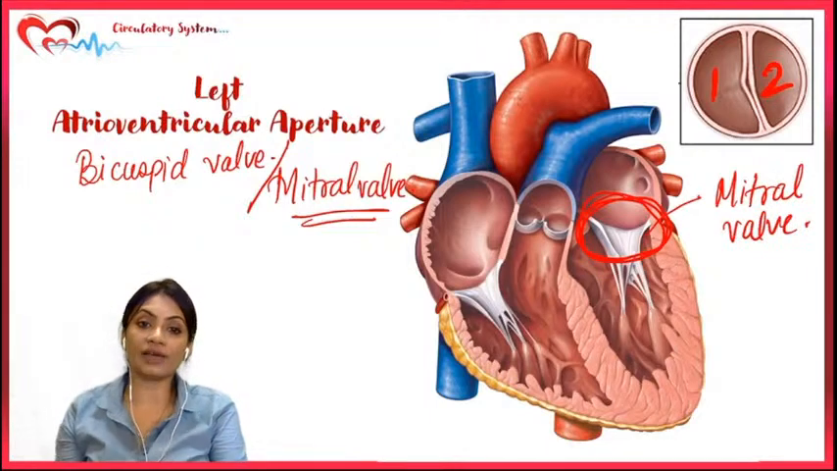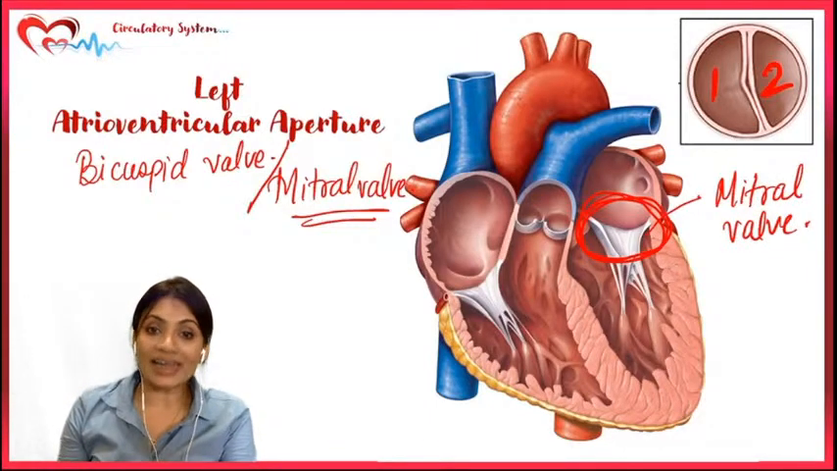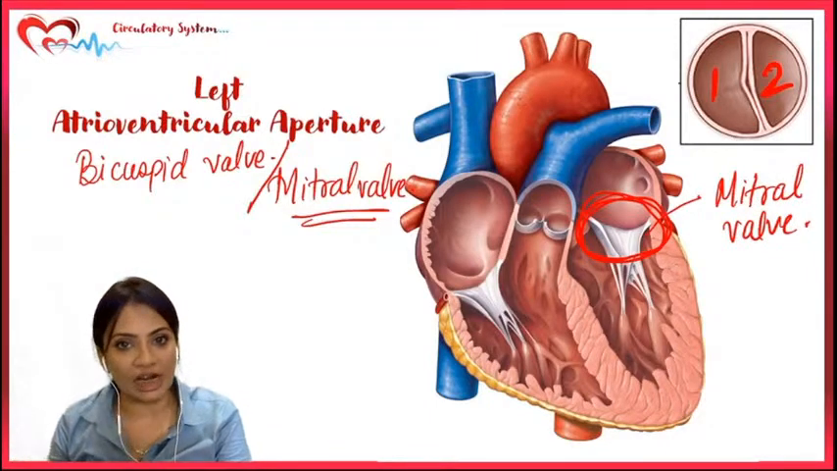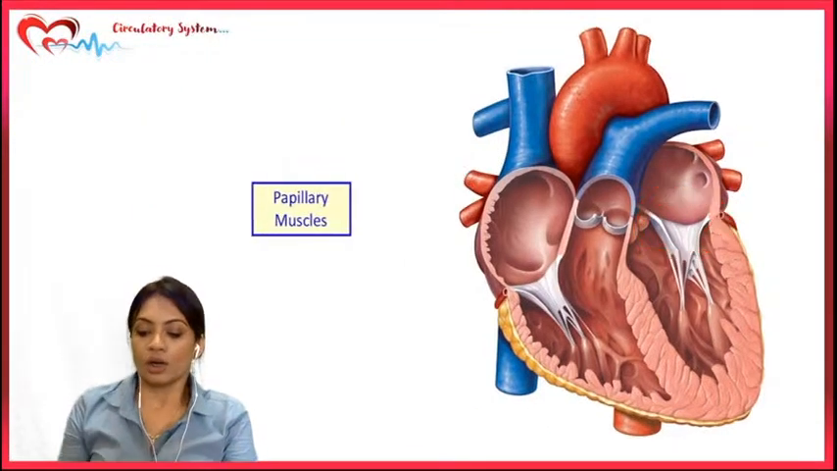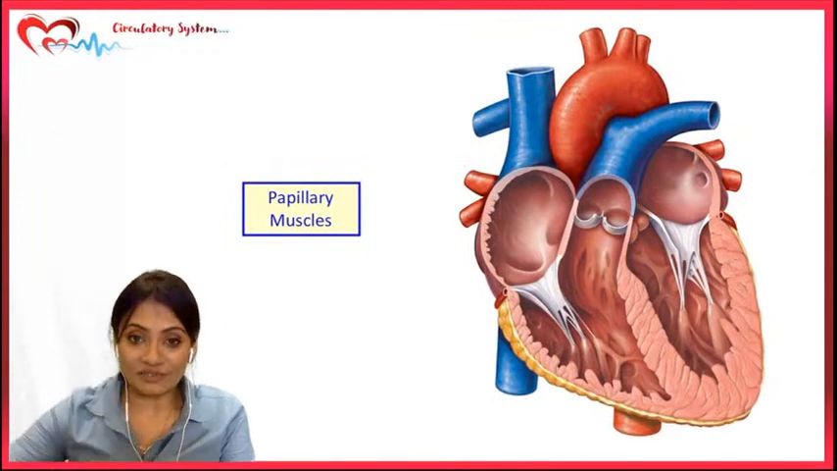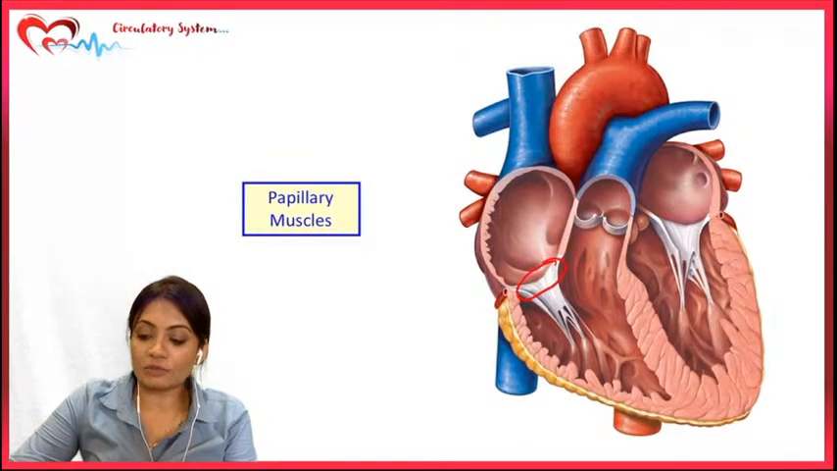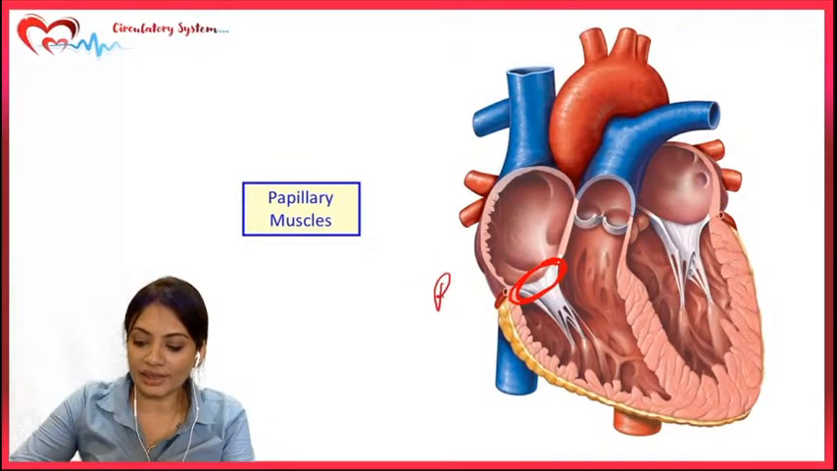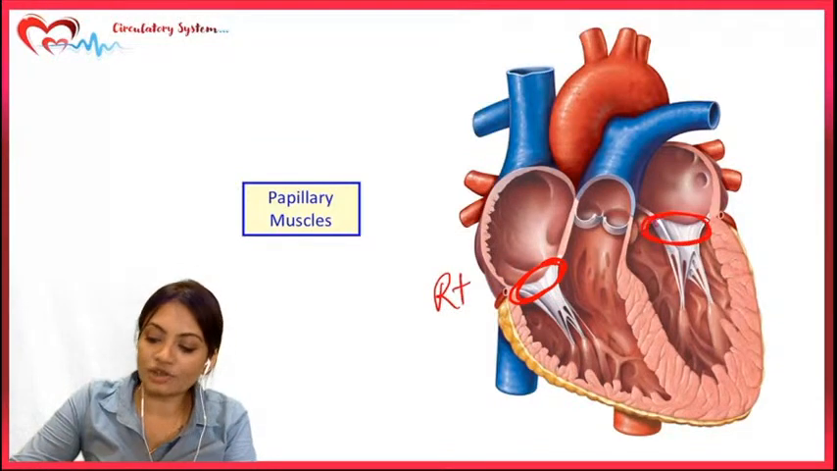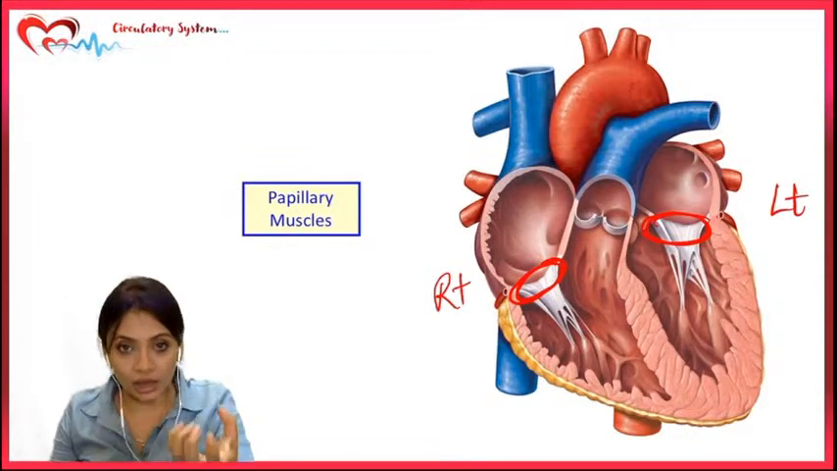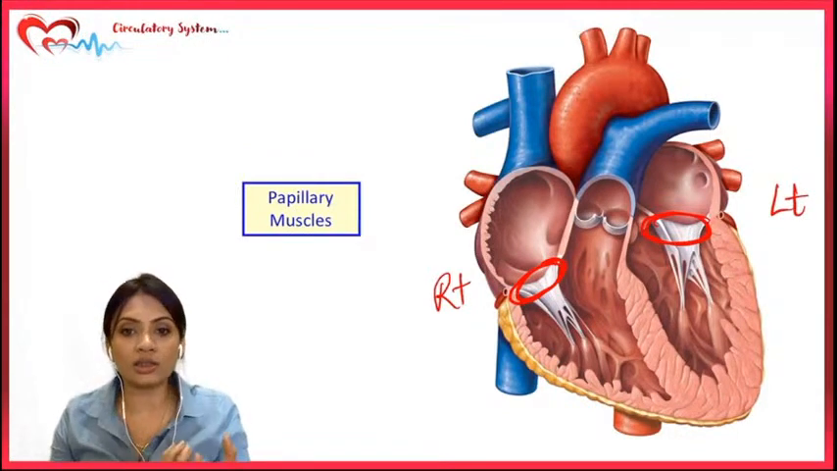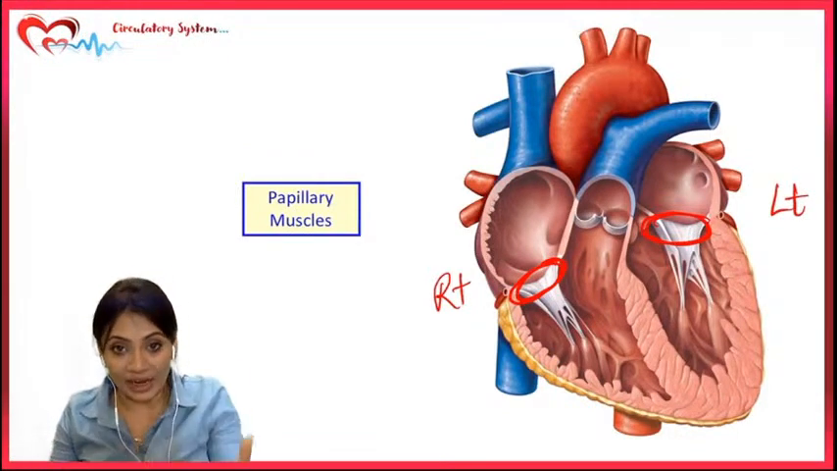Now, what is this going to do? Again, the very same function. If it is a valve, it is going to prevent backflow. We also see that these valves, whether it is the tricuspid valve on the right side or the mitral valve on the left side, are anchored down to the walls of the ventricles.